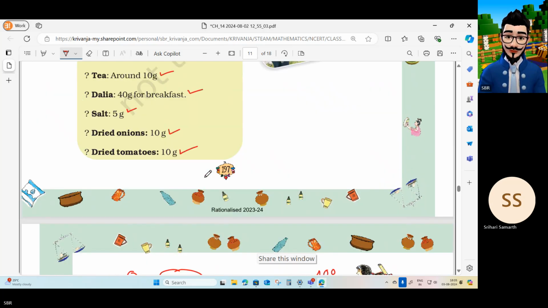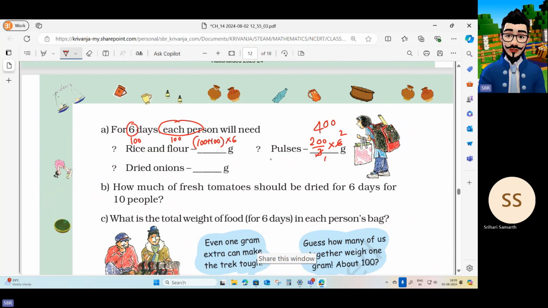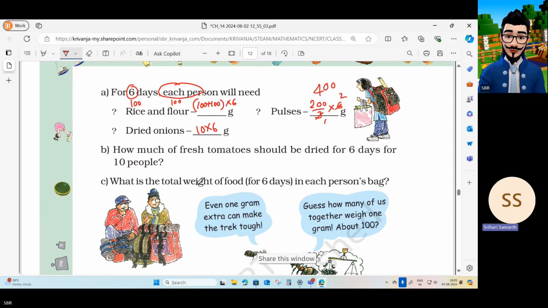You should remember. 60 grams. First, tell me 10 into 6, and then 60. Okay, read it. How much of fresh tomatoes should be dried for 6 days for 10 people? Now it's a very tricky question. You understood, right? There was some information given to us before. I'll give you some time. How will you solve this? It's a very good question. What is your plan? You tell me first. I'm thinking.